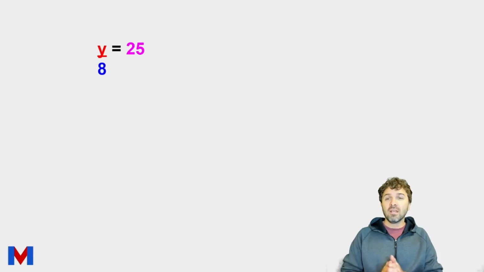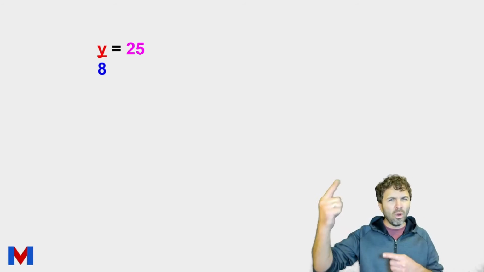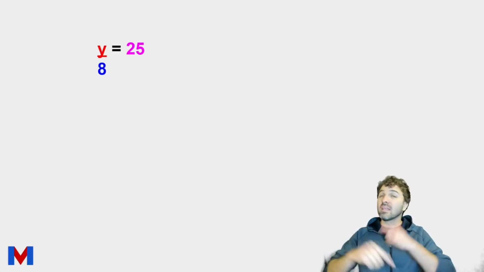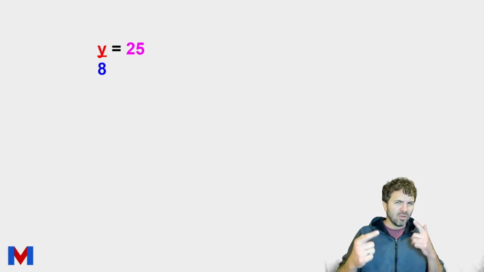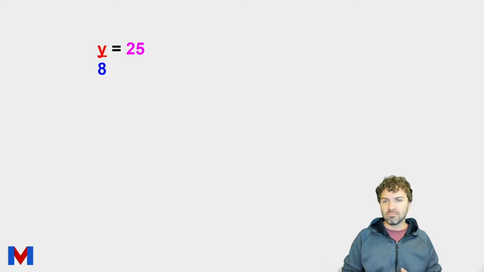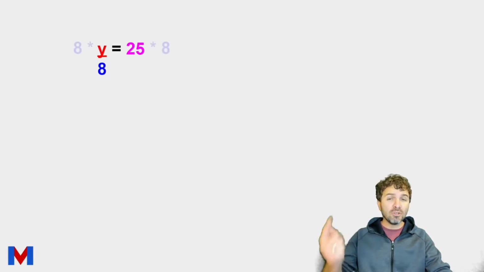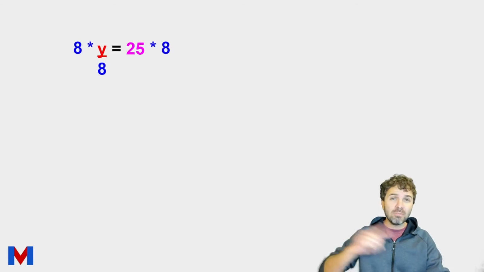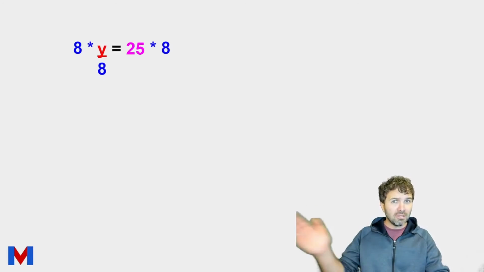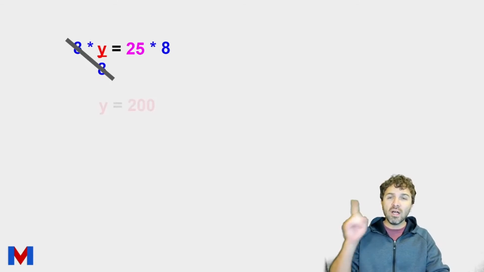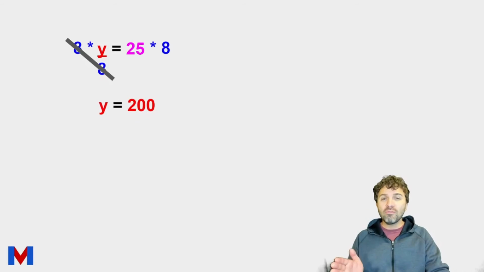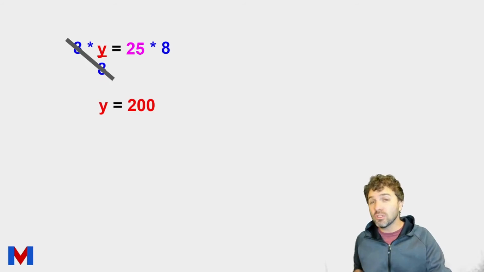The first one says y divided by 8 is 25. So it's saying, what number when you divide it by 8 gives you 25? Well, if you're not sure, again, we do the inverse, opposite operation. The opposite of divide is multiply. So I'm going to multiply both sides by 8. Again, they're equal, so we do the same thing on both sides. 8 divided by 8 is 1. 1 times y is y. And then 25 times 8 is 200.